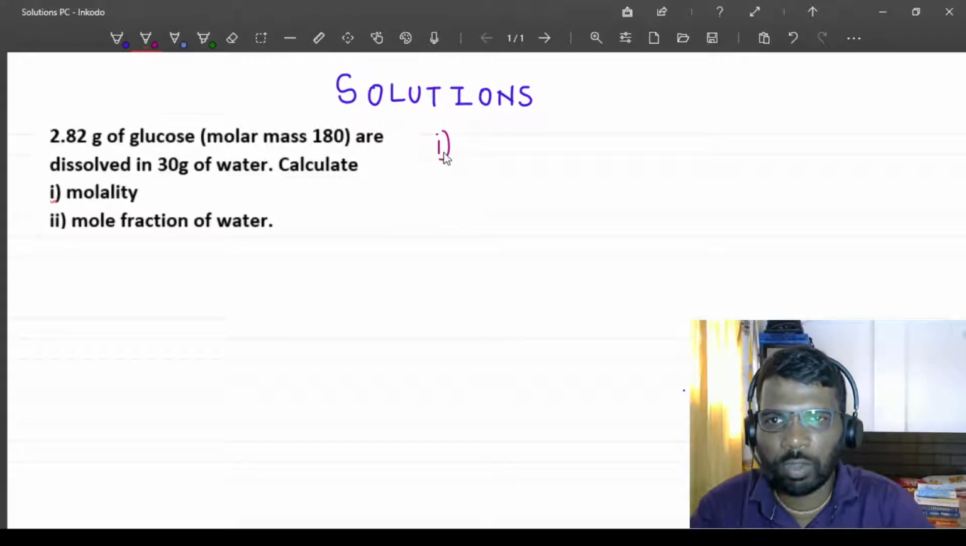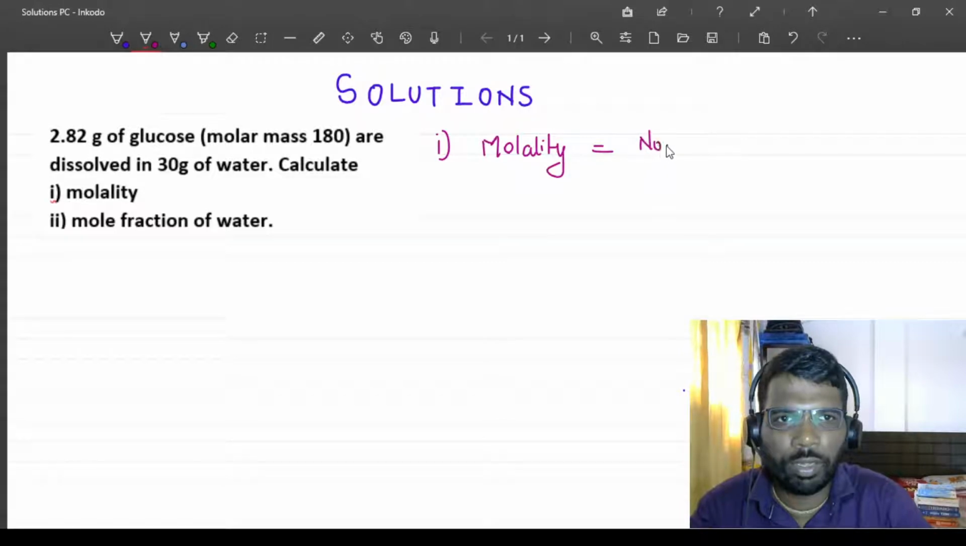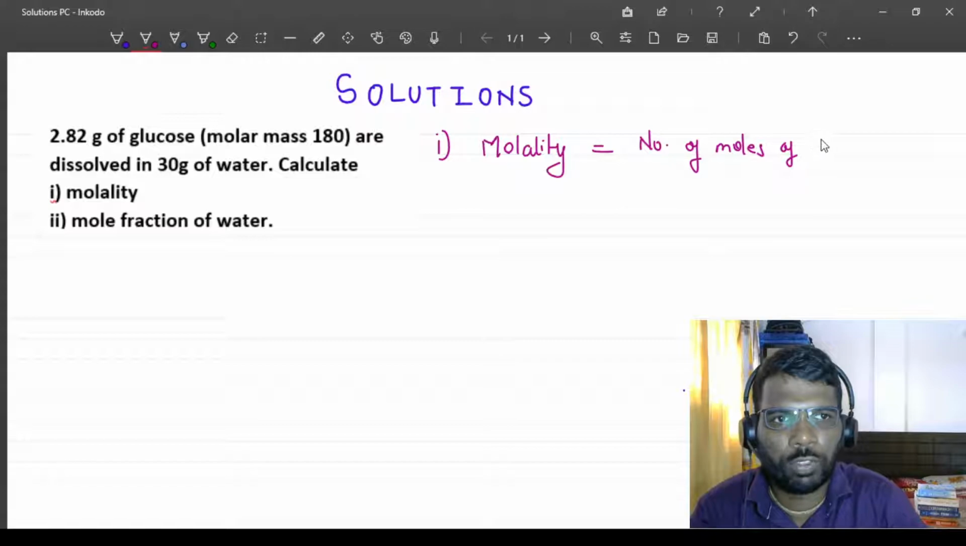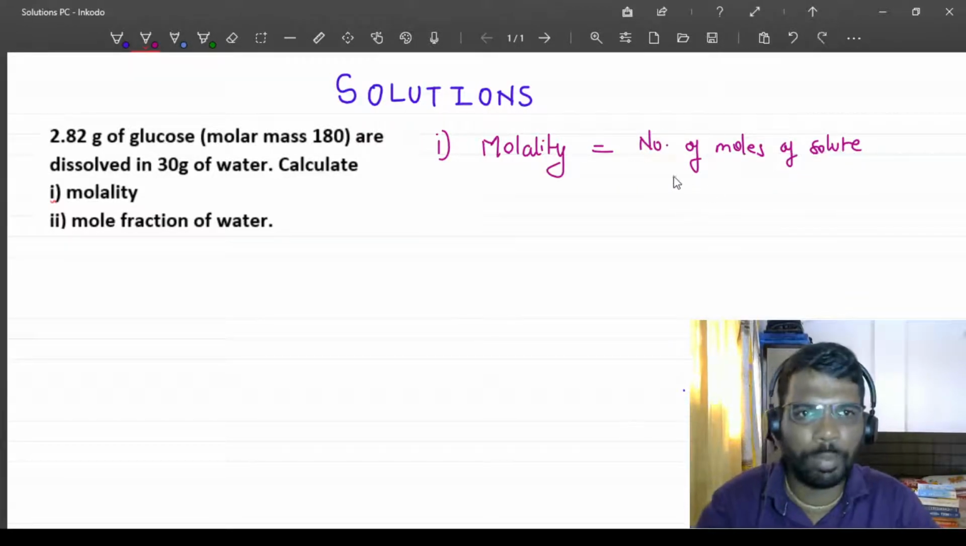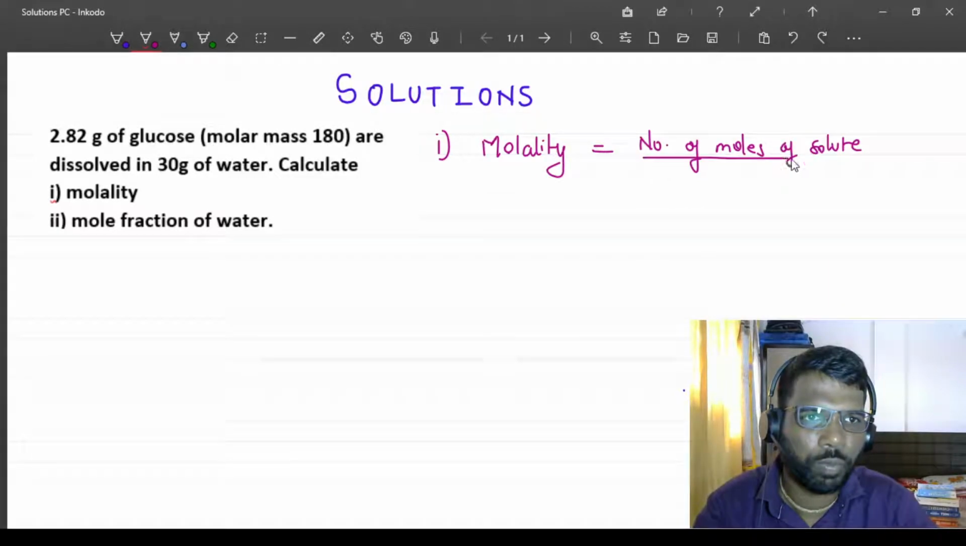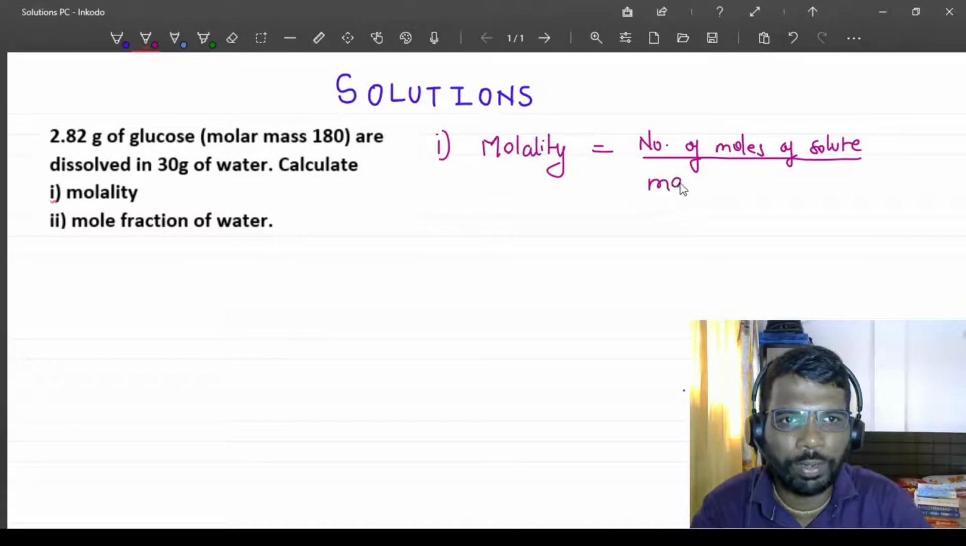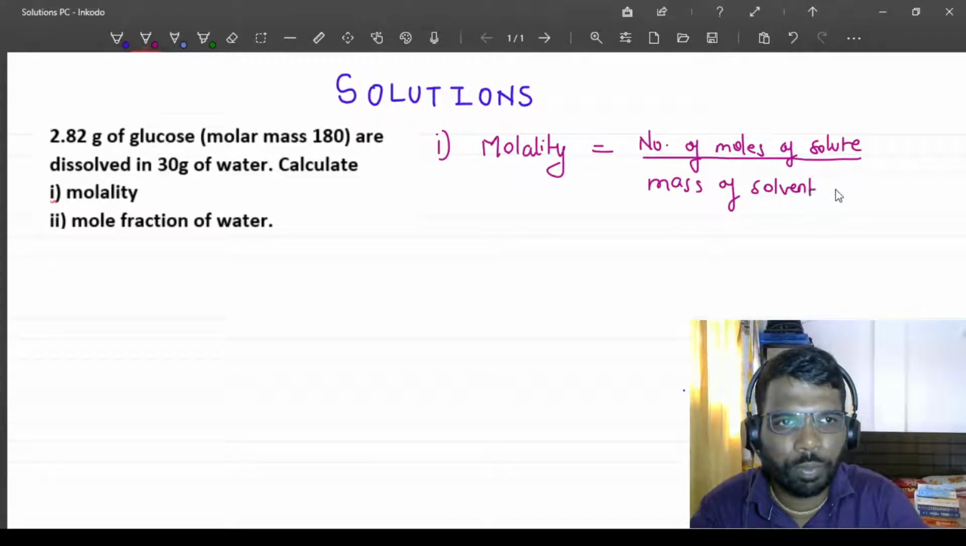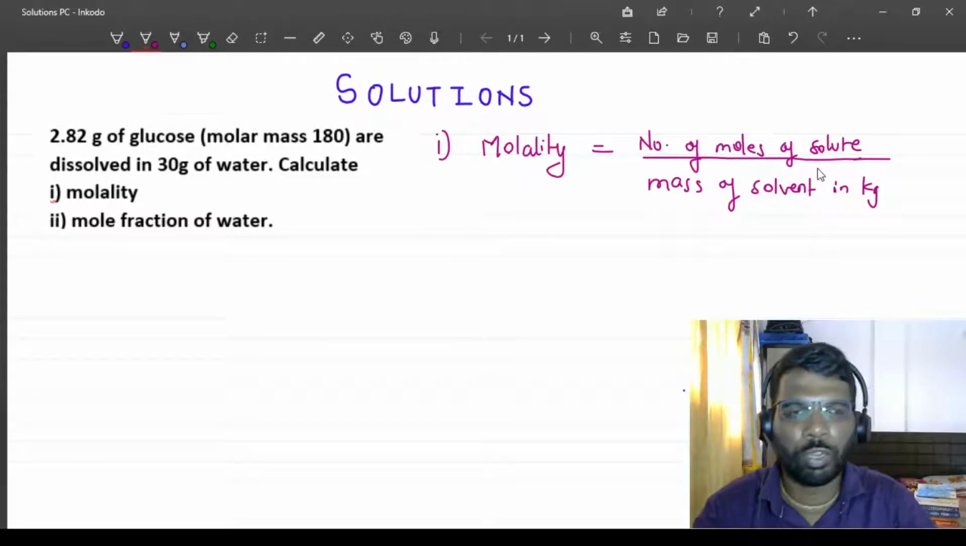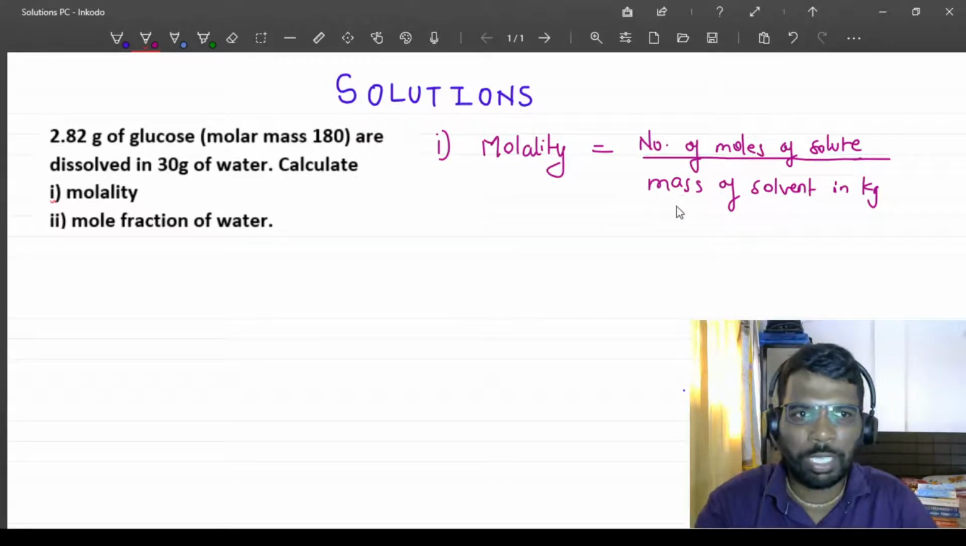First they have asked for the molality. So what is the molality formula? Molality is equal to the number of moles of solute divided by the mass of solvent in kg. A solution consists of two components, one is solute and the other is solvent, right? So mass of solvent in kg.